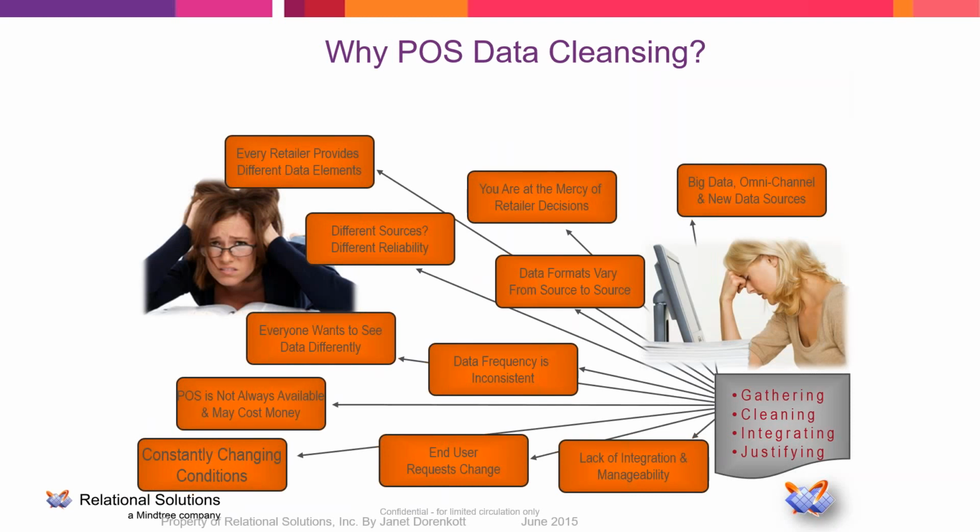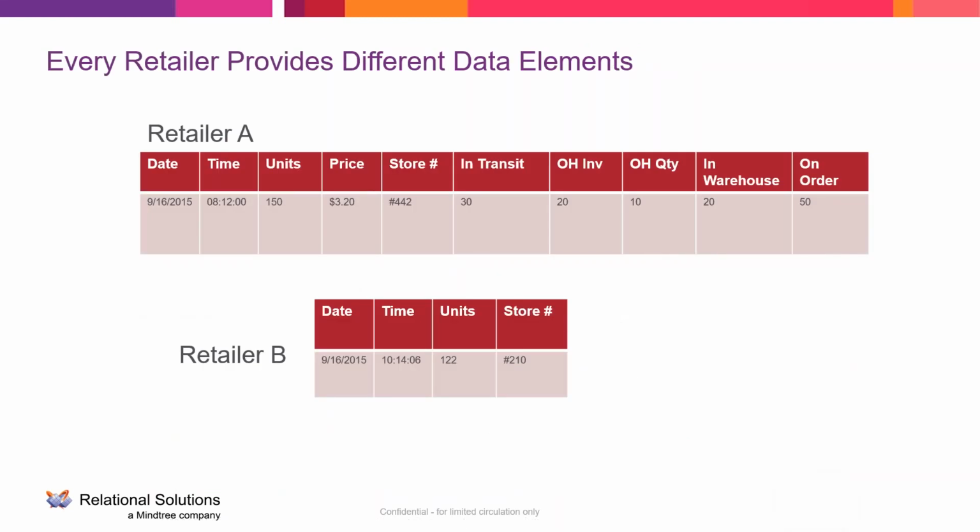So why is this such an issue? Why is point of sale data so difficult to integrate with your internal data sources? Well, first of all, there's a lot of different retailers. Most companies are not just selling through one retailer. Most companies are selling through dozens, if not hundreds, of retail outlets. And oftentimes those retail outlets may or may not have similar ways that they're sending you the data.